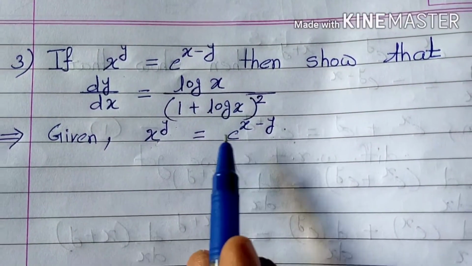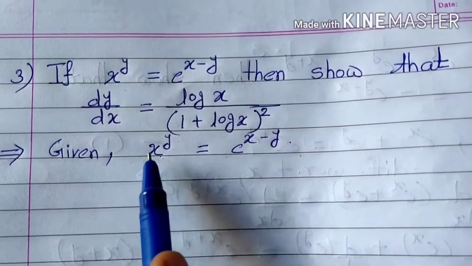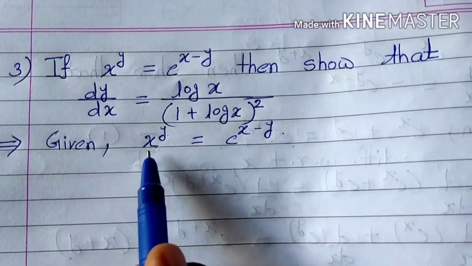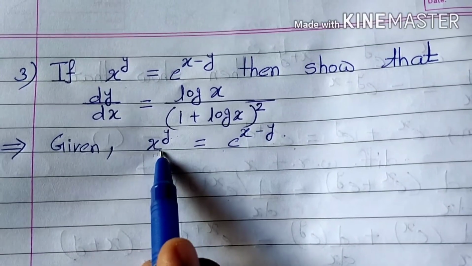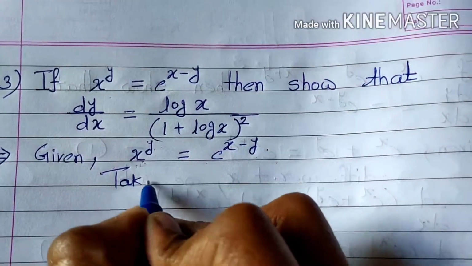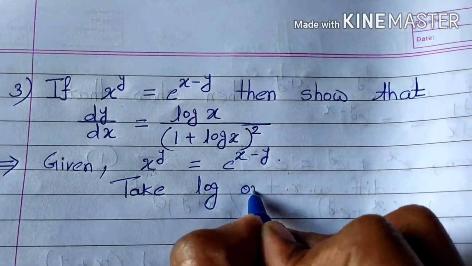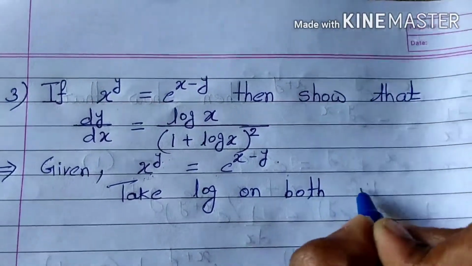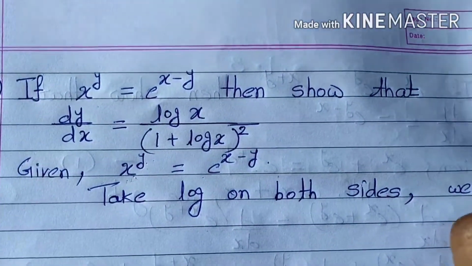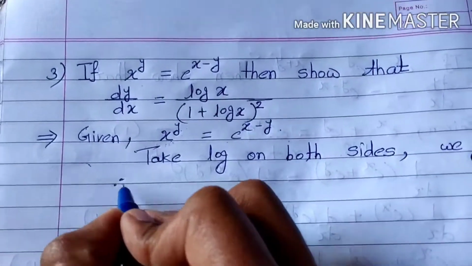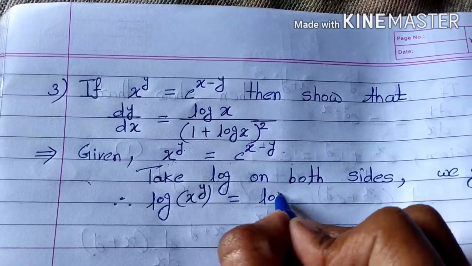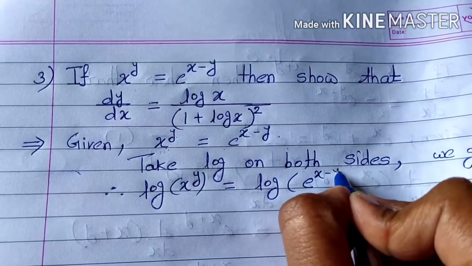Here we cannot differentiate it directly because it is of the form variable raised to variable. So use logarithmic differentiation. First take log on both sides. We get, therefore, log x raised to y is equal to log e raised to x minus y.